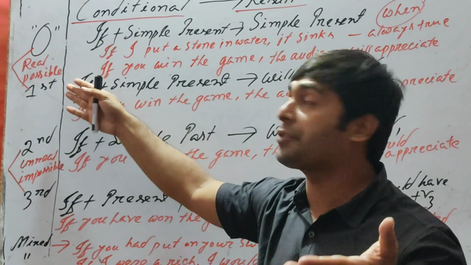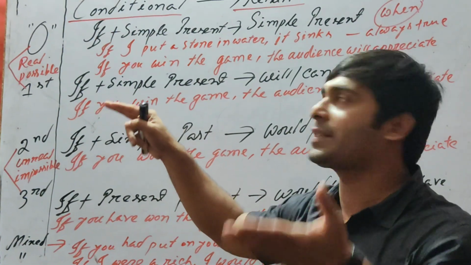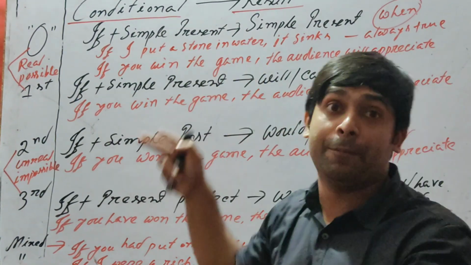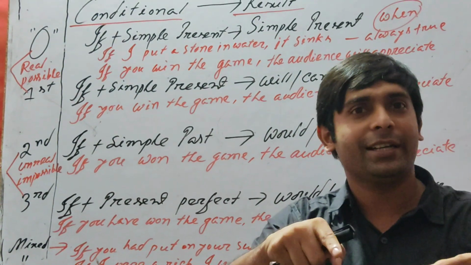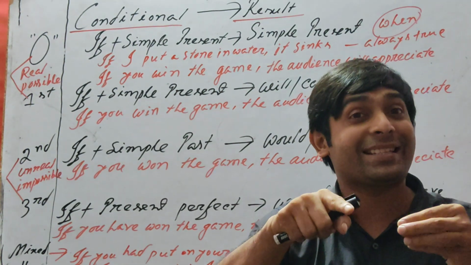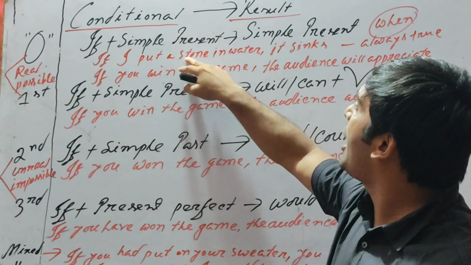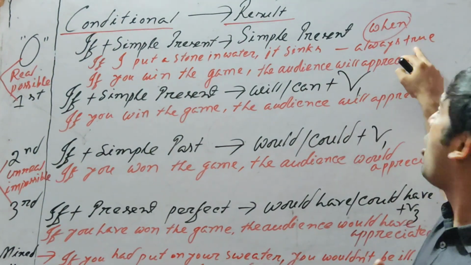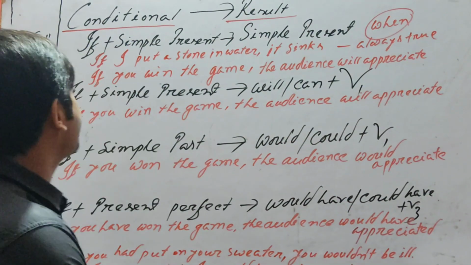Step by step I want to teach you. Zero conditional, how does it describe? If I put a stone in water, practically I have shown you, in water, it sinks. It already sank. You got the point. So if I put a stone in water, it sinks. It's always true. There is no doubt. It's undoubtedly true. It's okay.